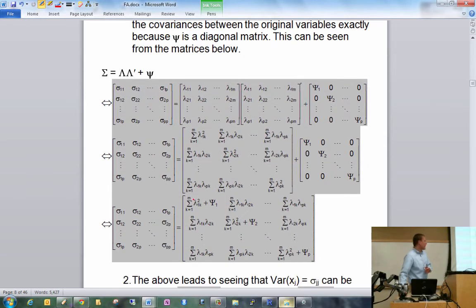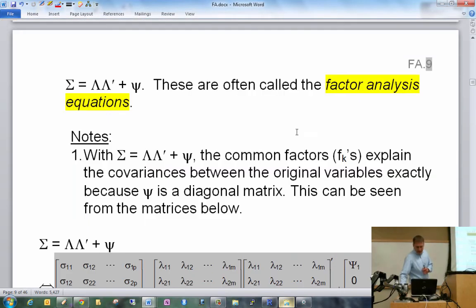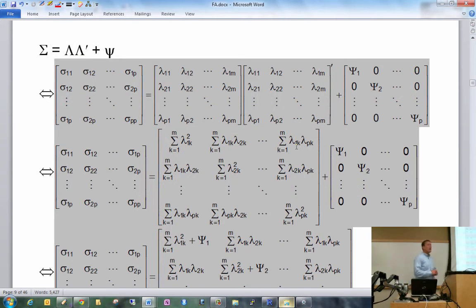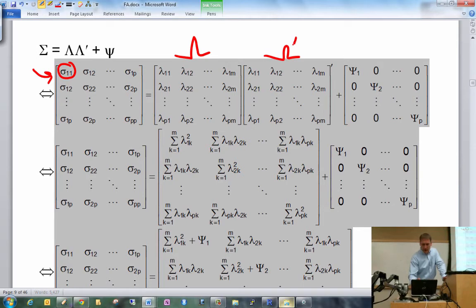So let's take a closer look at what this looks like then. And what I did was I actually tried to write everything out. So here's my covariance matrix on the left side. Sigma 1, 1 is the variance for x1. Sigma 2, 2 is the variance for x2, and so on. Sigma 1, 2 is the covariance for x1 and x2. Here's my lambda matrix written out, and then lambda prime, and here's my psi matrix. Okay.